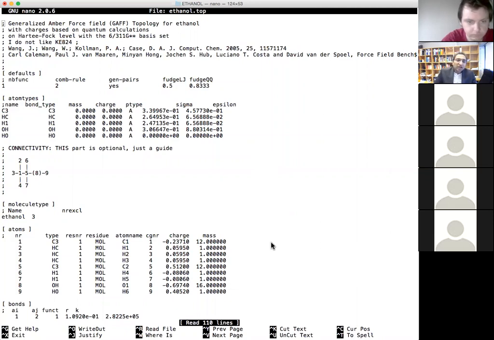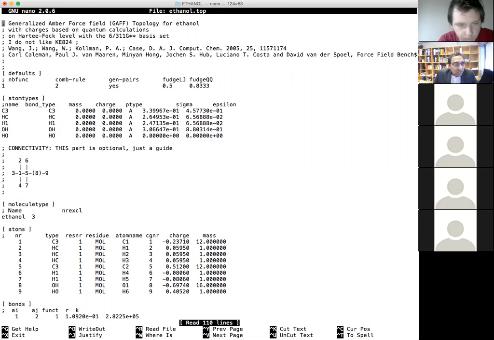So now we have initial positions of all particles, but we do not know, at least the program which is going to simulate does not know how these particles are connected and how they interact with each other. The topology file, in this case called ethanol.top, describes how each particle interacts with every other particle and how these particles are connected to each other.